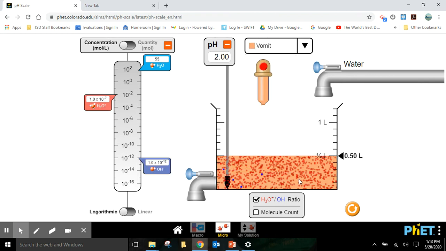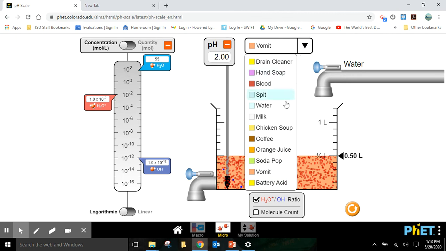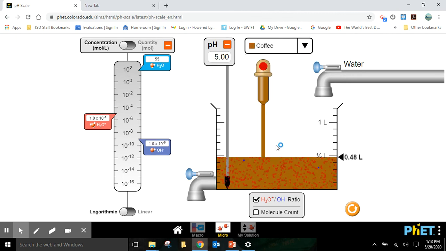And here's vomit. Why does vomit burn your throat? Well, because there's a 10 to the negative 2. That's a lot of hydrogen ions and very few hydroxides. That's why it's acidic. Or you can take something like some coffee. Oh, that's why I don't drink coffee, because it's 10 to the negative 5th. That's like a pH of 5. Oh, it's acidic. So look at the exponents for the hydrogens. That tells you what it is.